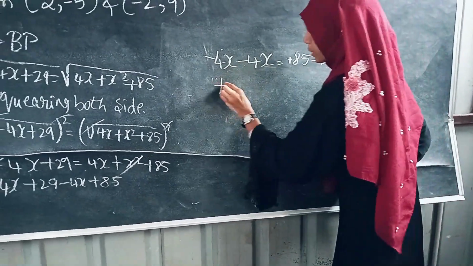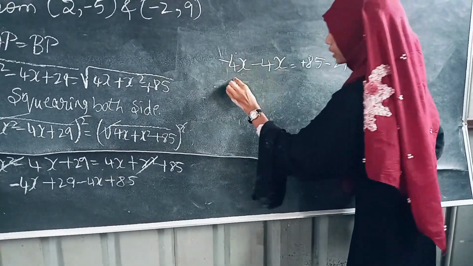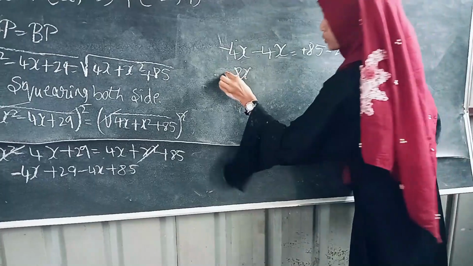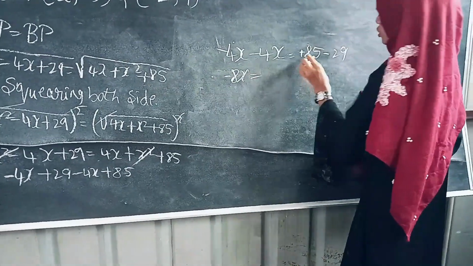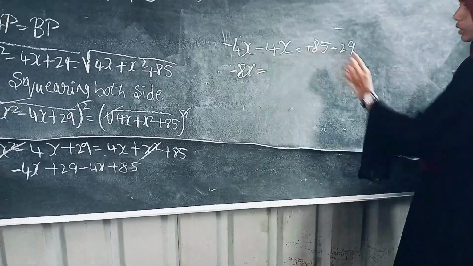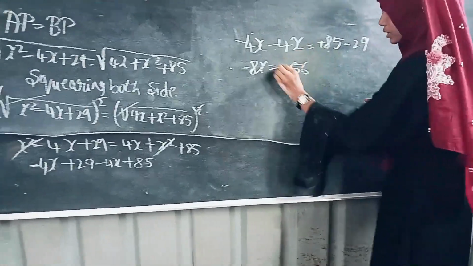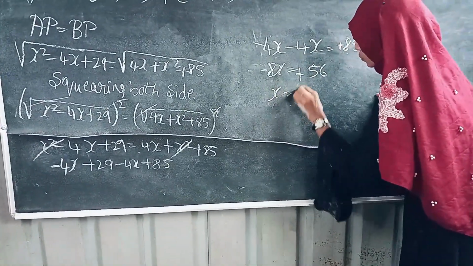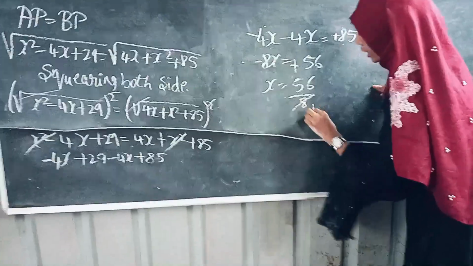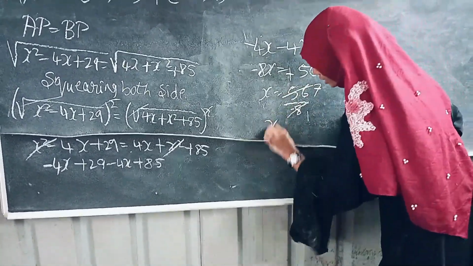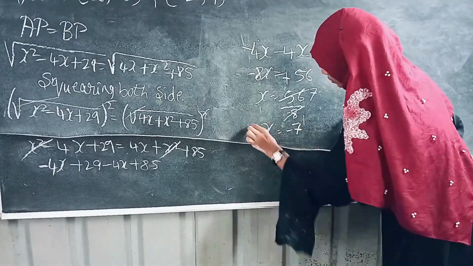Minus into minus is plus, so minus 8x. The symbol is common, so we will also write minus, is equal to 85 minus 29, which is 56. The greater number's sign is plus. x is equal to 56 divided by minus 8. 8 ones are 8, 8 sevens are 56, x is equal to minus 7.